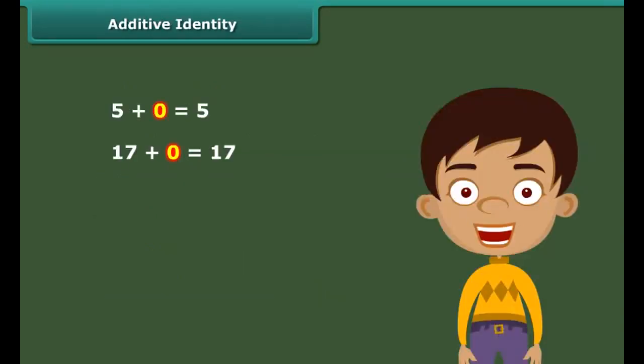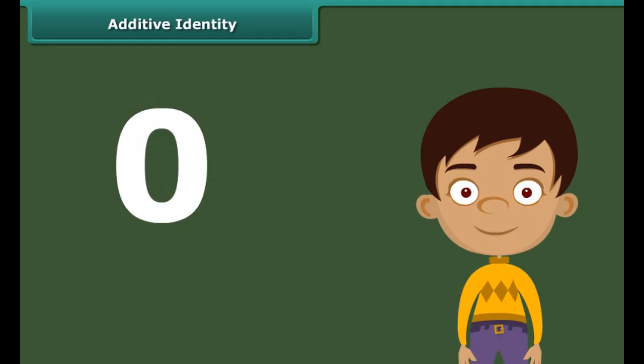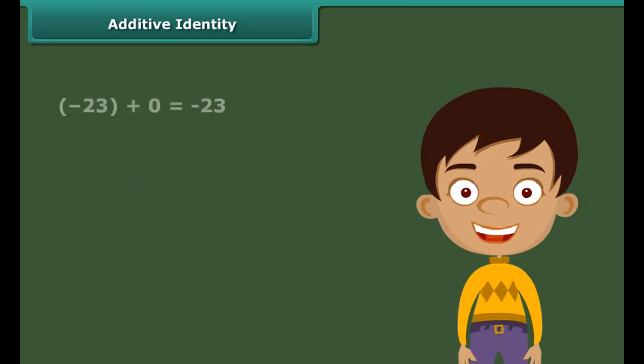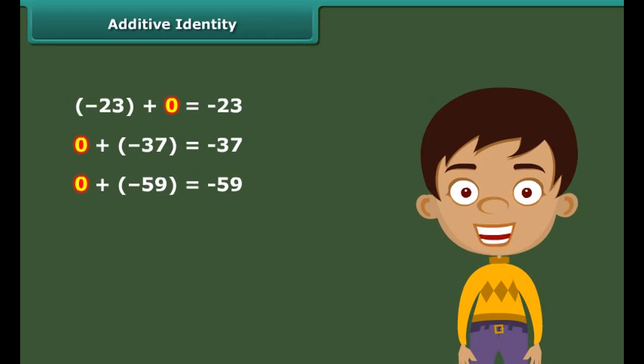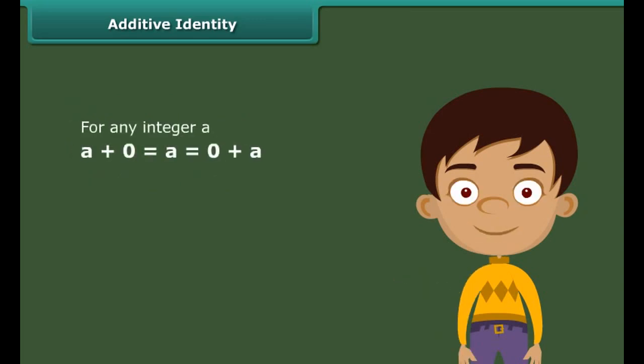When we add 0 to any whole number, we get the same whole number. 0 is an additive identity for whole numbers. Similarly, if we add 0 to any integer, we get the same integer. In general, for any integer A, A plus 0 is equal to A, which equals 0 plus A.